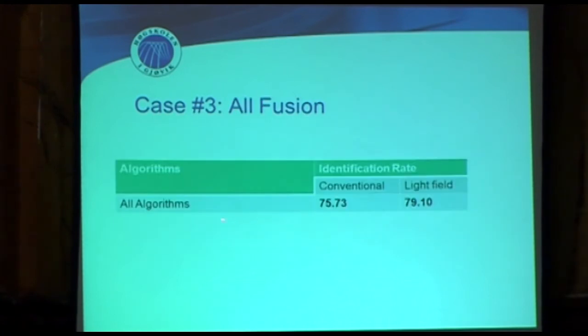And finally, in the all-fusion case, we can conclude by looking at these values that about 75% we can achieve with the conventional camera, whereas the light field camera can go up to 79%. So roughly we can achieve about 4% of gain by employing the light field camera.